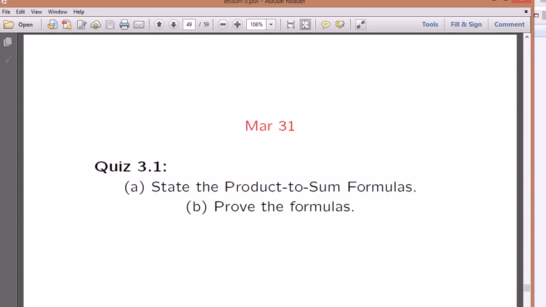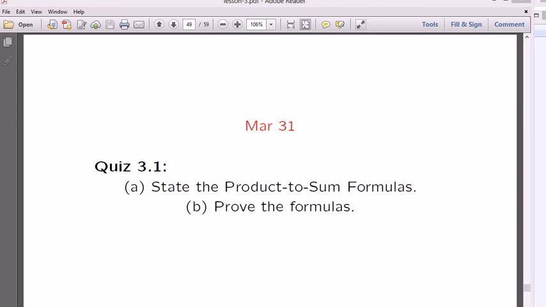So tomorrow, I thought I updated this one, but it's supposed to be quiz 4.1, and tomorrow is July 26th, and that's the quiz that we're going to have. About stating the product to sum formula, that's Fourier analysis, and proving the formula, which, if you do all the cases, takes a long time, so I'm just going to choose one. All right, so let's write that down.